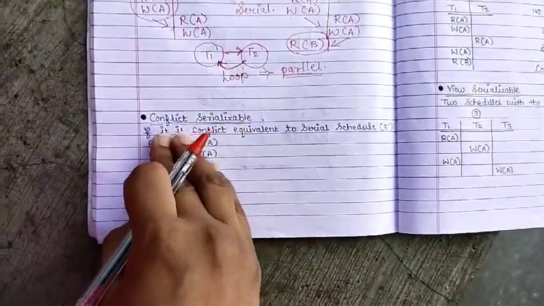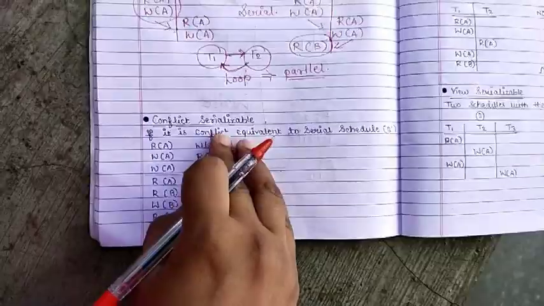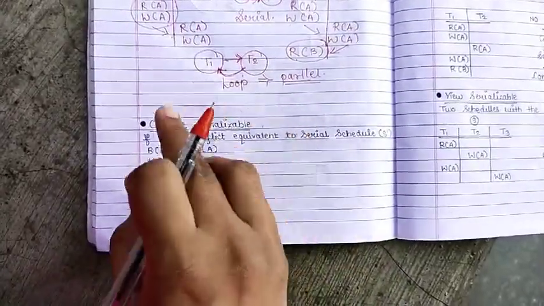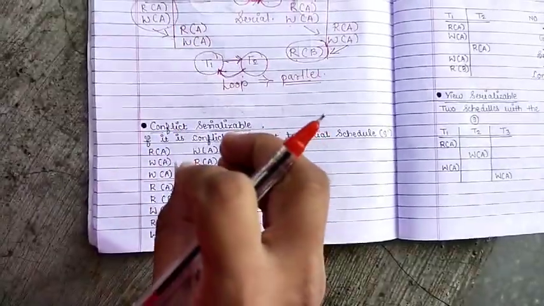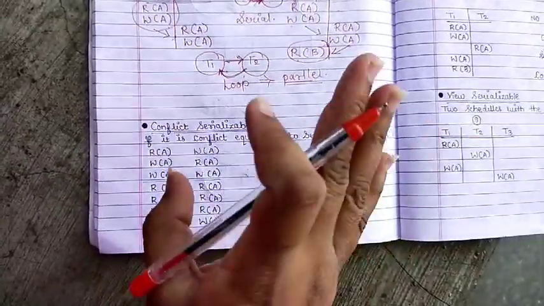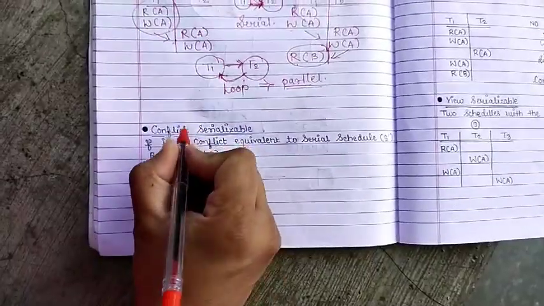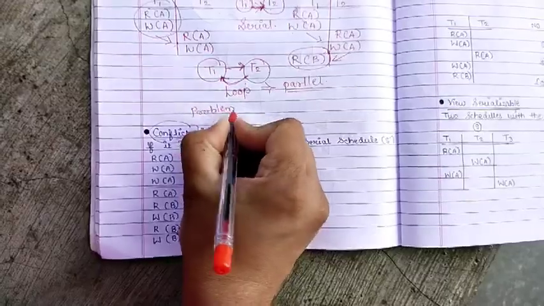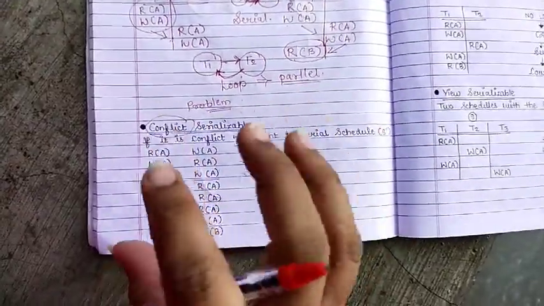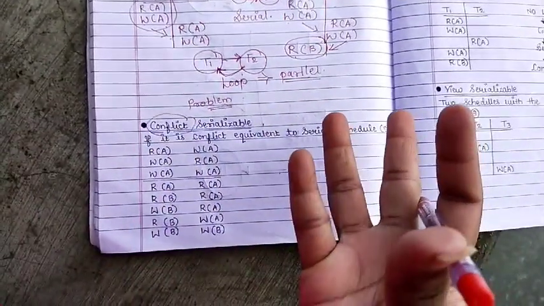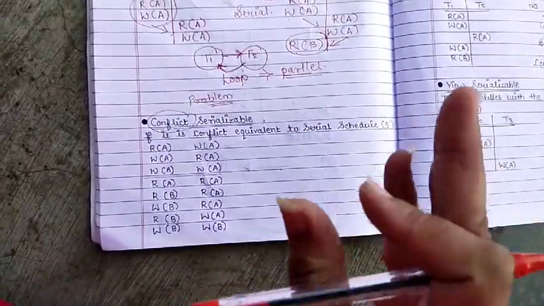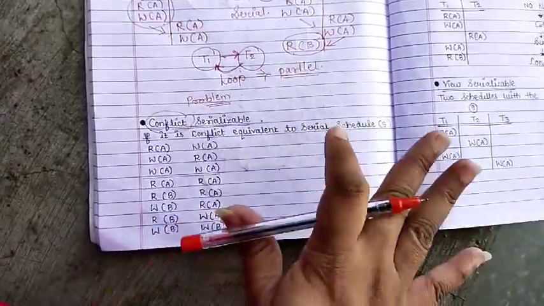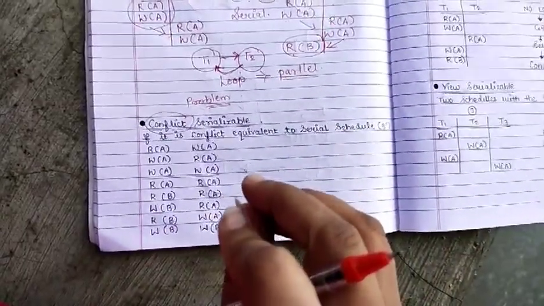The definition of this is that a schedule is conflict serializable if it is conflict equivalent to a serial schedule. First, what we will do is search which pairs are conflict and which pairs are non-conflict. Conflict means creating a problem. So we have to search for a pair which creates a problem or which cannot create a problem. Which will create a problem is called a conflict pair. Which will not create a problem is called a non-conflict pair.